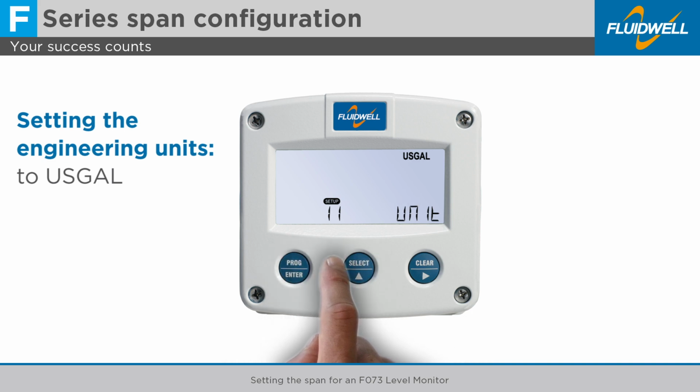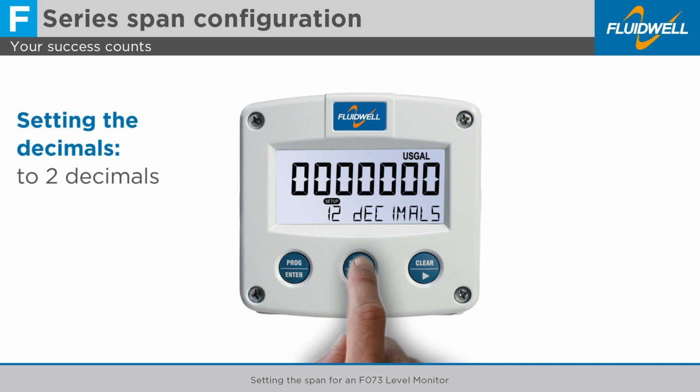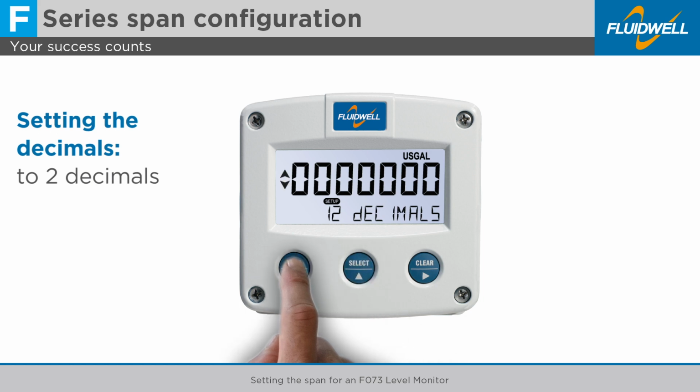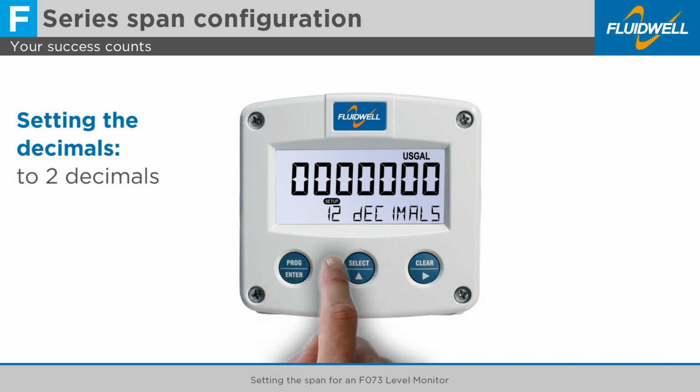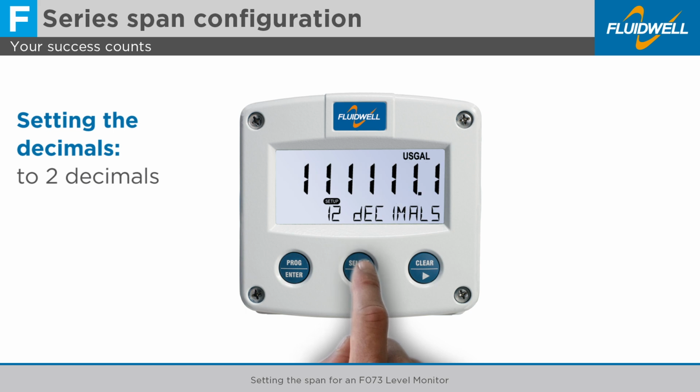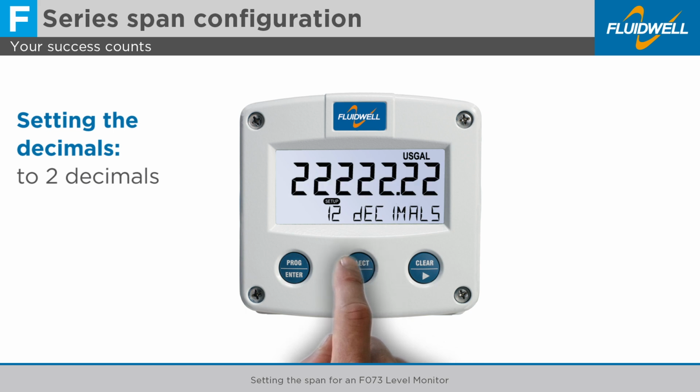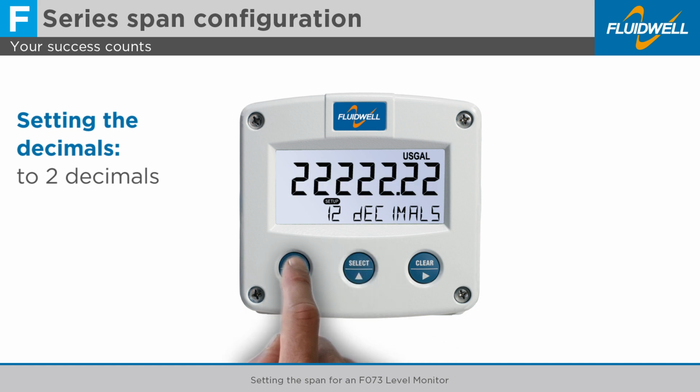Now use Select to go to Menu 12 Decimals to select the number of displayed decimals for the level measurement. Press Prog to change this setting. Select 2 decimals for an accurate reading in the display. Press Prog to store this setting.